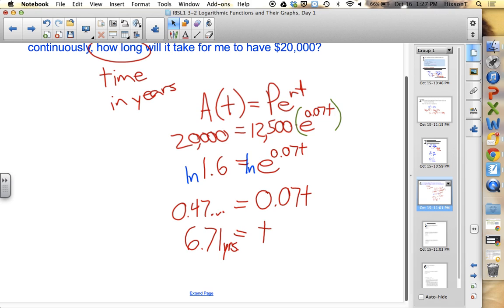Not continuous, this is continuous. Normally banks do monthly compounding, okay? Banks will also normally do monthly compounding.